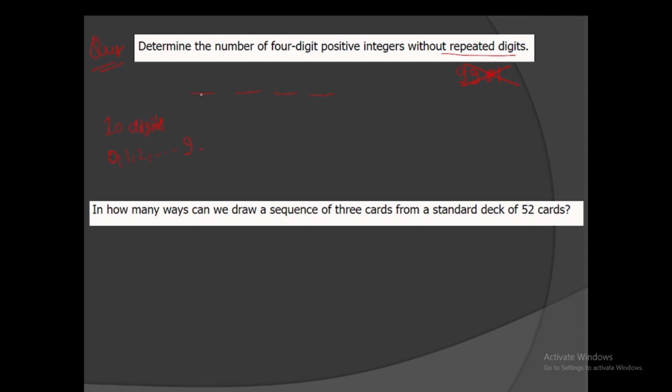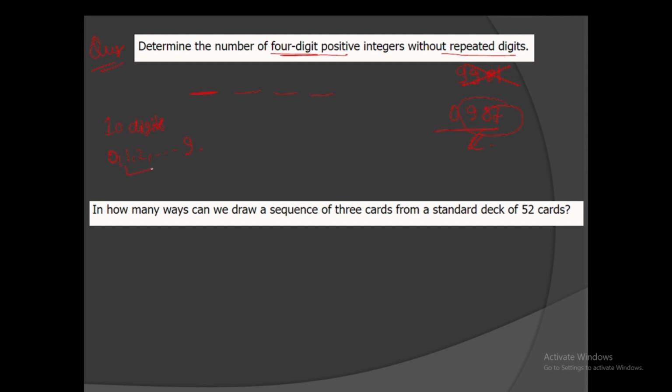So for the thousands place, since we need to form a four-digit positive integer, we cannot put 0 on the thousands place because then it will be a three-digit number, not a four-digit number. So here we cannot put 0. 0 cannot be put over here.